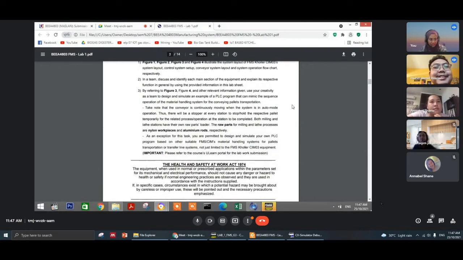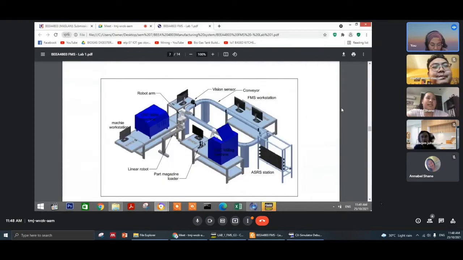Okay, please continue. Hi. So in this lab, we will start with figure 1. Based on figure 1, we can see 4 main systems that are connected with a conveyor, and each station will have a stopper in this process. So we can see the ASRS station, CNC milling machine, CNC lathe machine, and vision sensor. So these are the 4 main systems. Firstly, we'll start with the ASRS station. As we know, ASRS is an automated storage and retrieval system, and this system automatically places and retrieves loads from set storage locations in a facility.